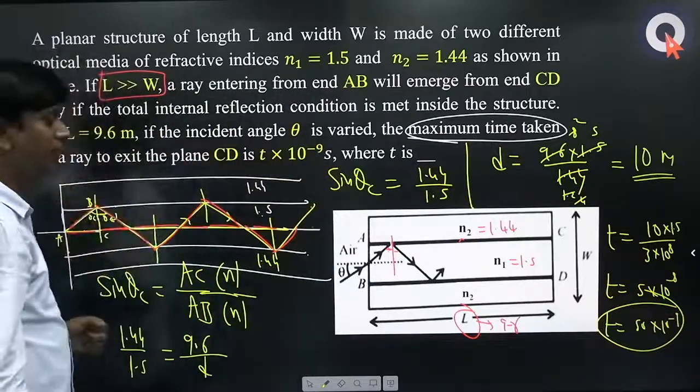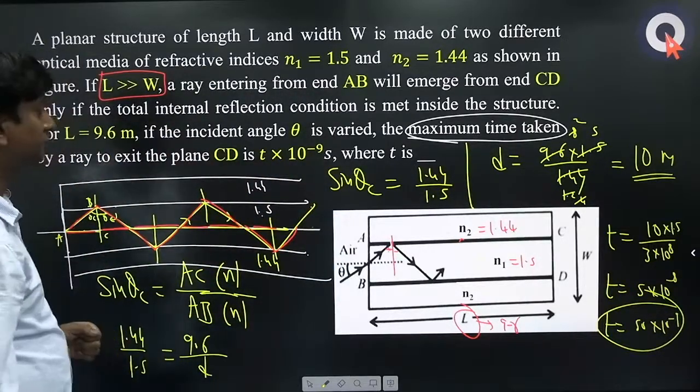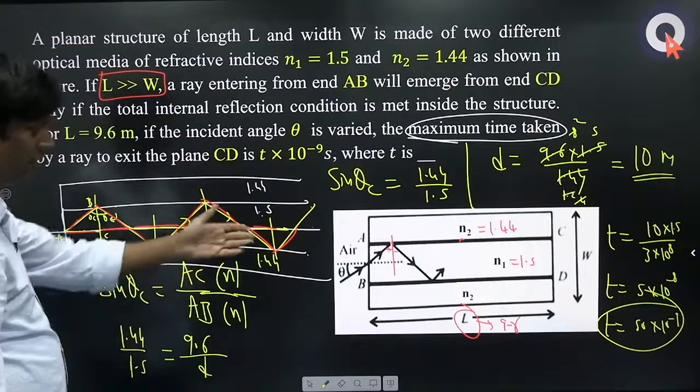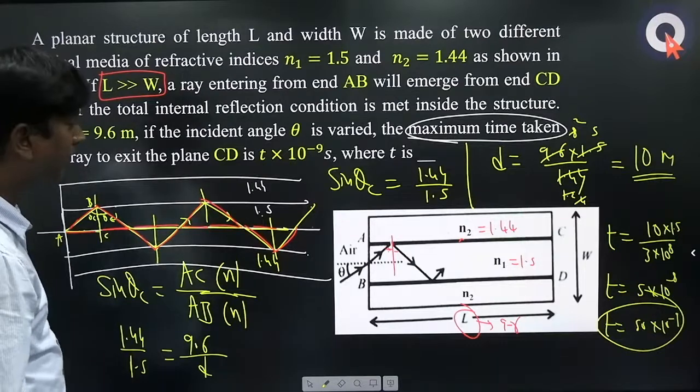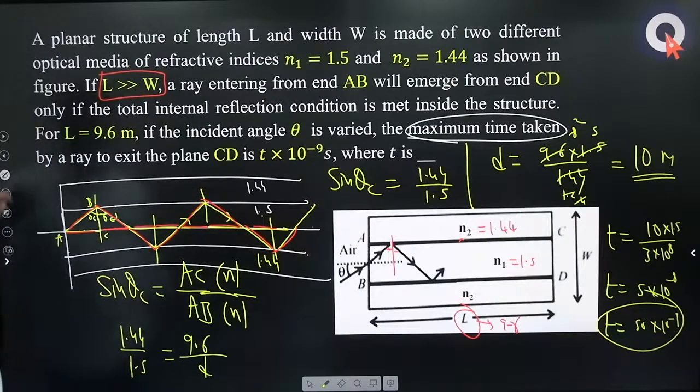Right. So we'll look at the next question now. So it's a concept based on the total internal reflection only. Completely the critical angle. Right. Next.